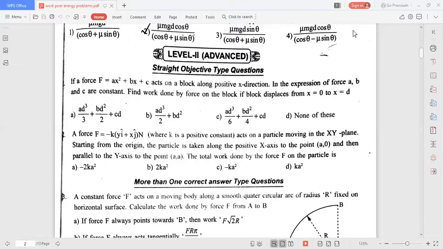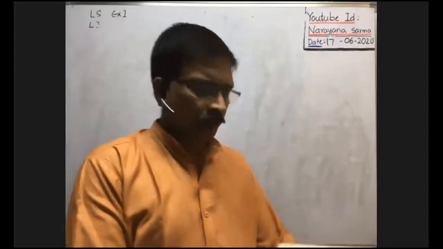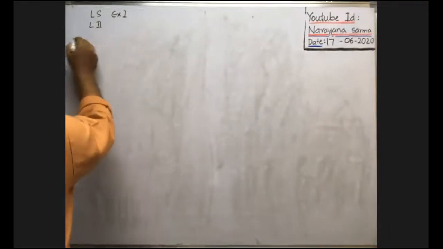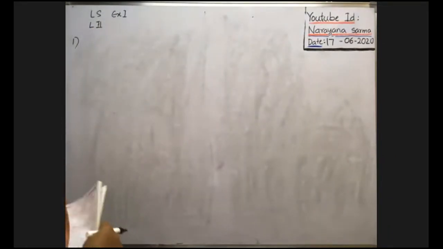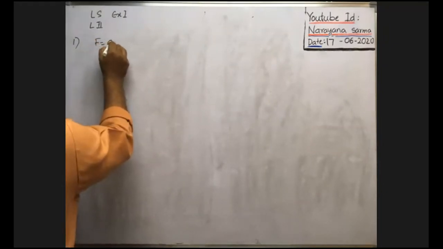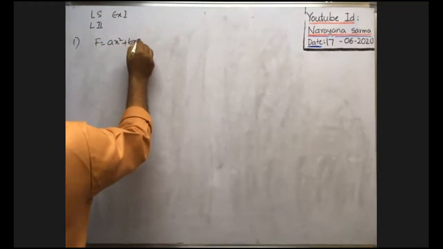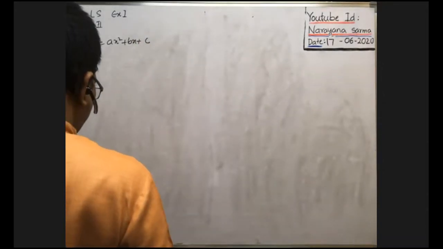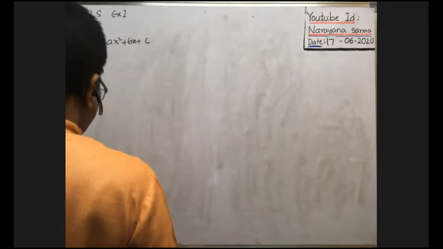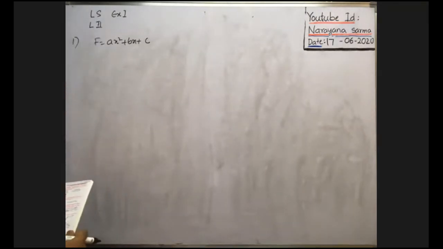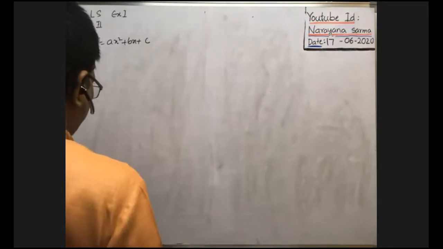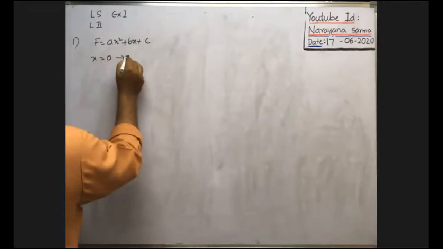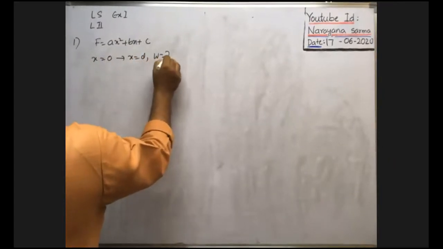Okay, now all of you look at the board. In level 2 first problem, if a force F is equal to ax square plus bx plus c acts on a block along the positive x direction, it experiences a force. In the expression of force, a, b, c are constants. Find the work done by the force on the block when the block displaces from x equal 0 to x is equal to d. What is the work done? That is the case they asked.